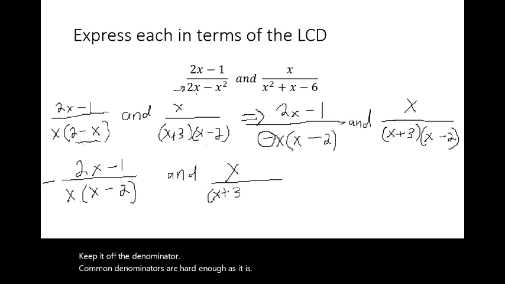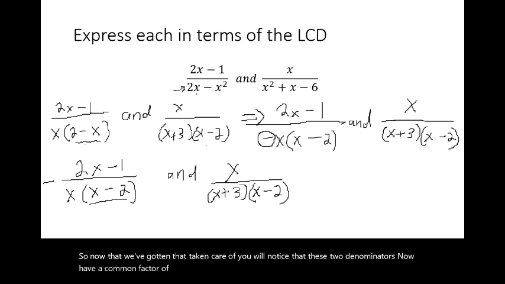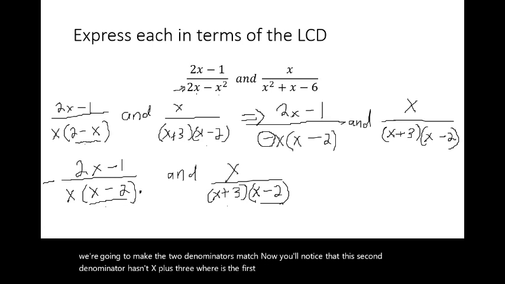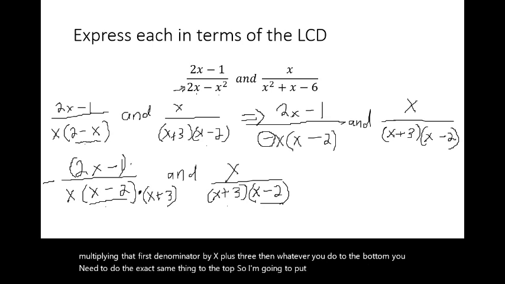So now that we've gotten that taken care of, you will notice that these two denominators now have a common factor of x minus 2. There's an x minus 2 here and an x minus 2 here. So we are going to make the two denominators match. Now you'll notice that this second denominator has an x plus 3, whereas the first one doesn't. So I'm going to fix that by multiplying that first denominator by x plus 3. Then whatever you do to the bottom, you need to do the exact same thing to the top. So I'm going to put parentheses around that 2x minus 1, and then I'm going to multiply it by x plus 3.